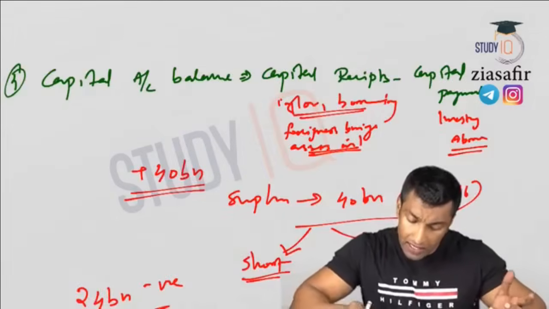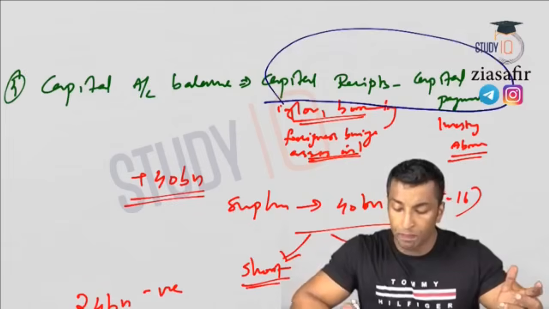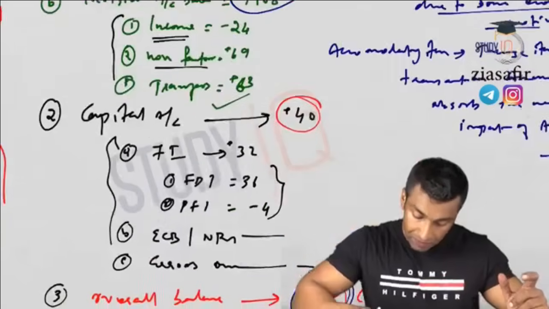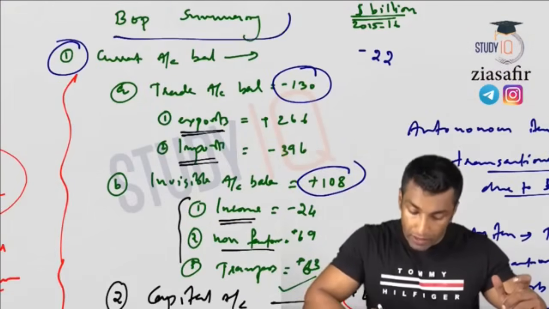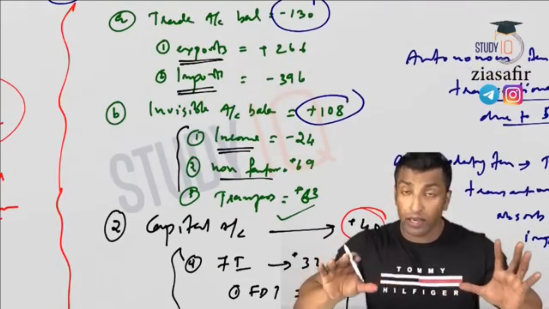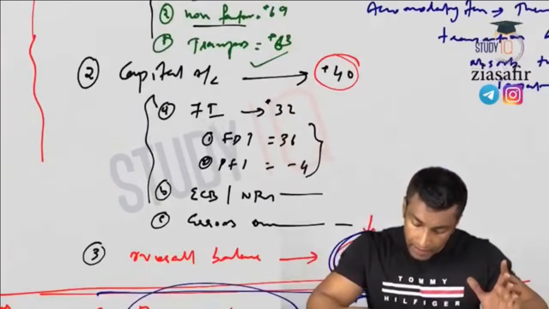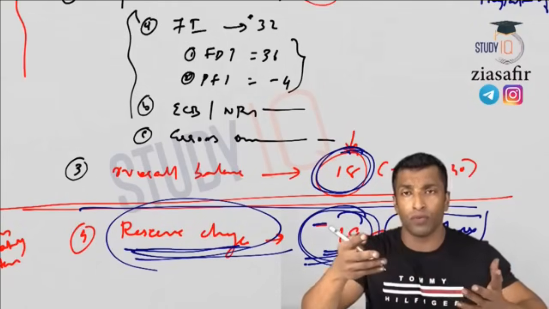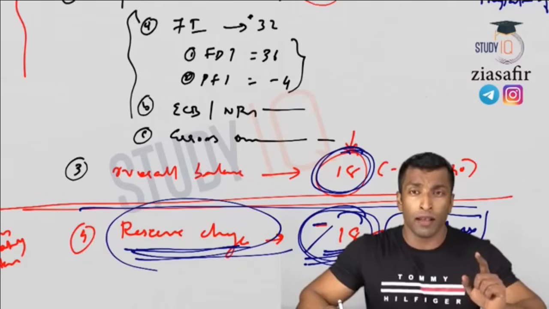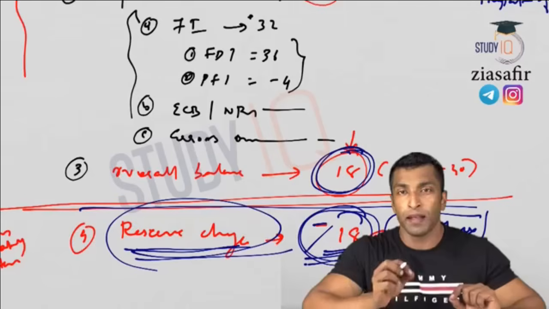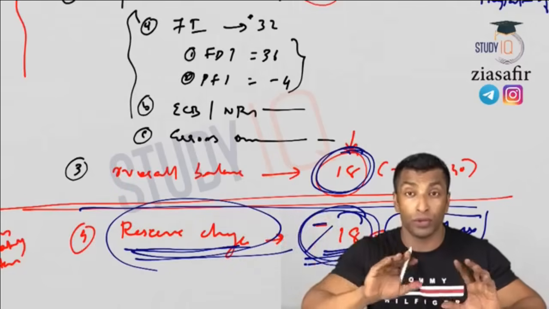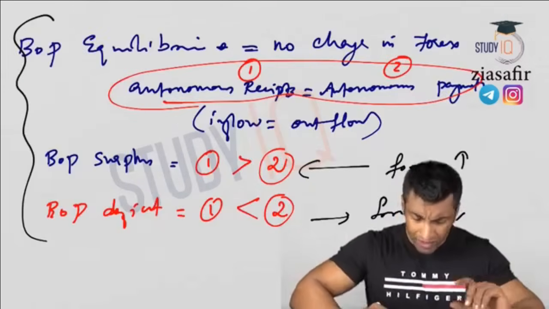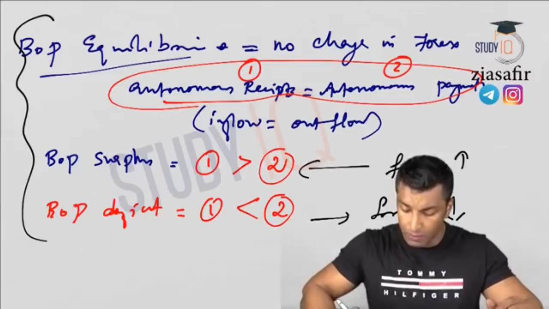Similarly, we have seen capital account balance, that is nothing but capital receipts minus capital payments. All these things we have discussed, and then I talked about the balance of payments summary. You can go back to the previous video and watch this. Everything is cleared with perfect data. And then I told you about reserve change, how forex is added, inflow of forex and outflow of forex. What is this concept of negative? Negative means inflow of forex and positive means outflow of forex. You shouldn't have confusion, and I have made that very clear in the previous video. And then we talked about BoP equilibrium, BoP surplus, BoP deficit.